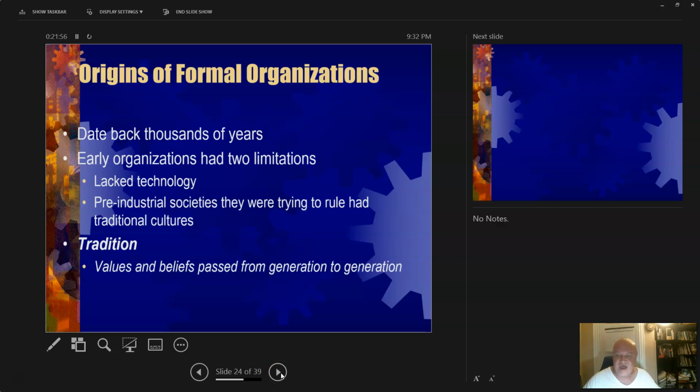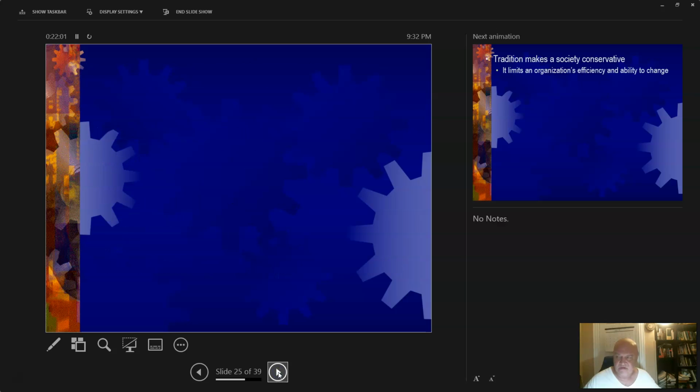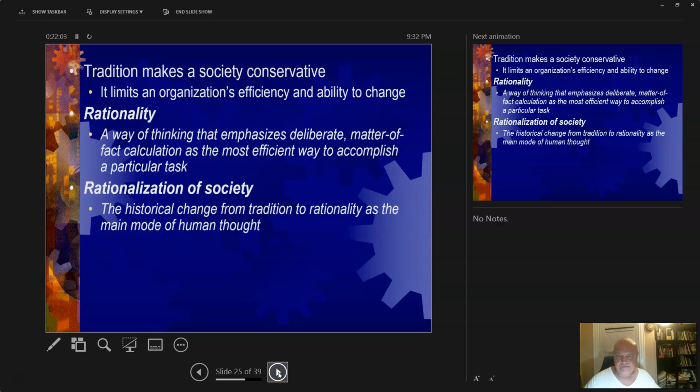A tradition is a value and belief passed from generation to generation.